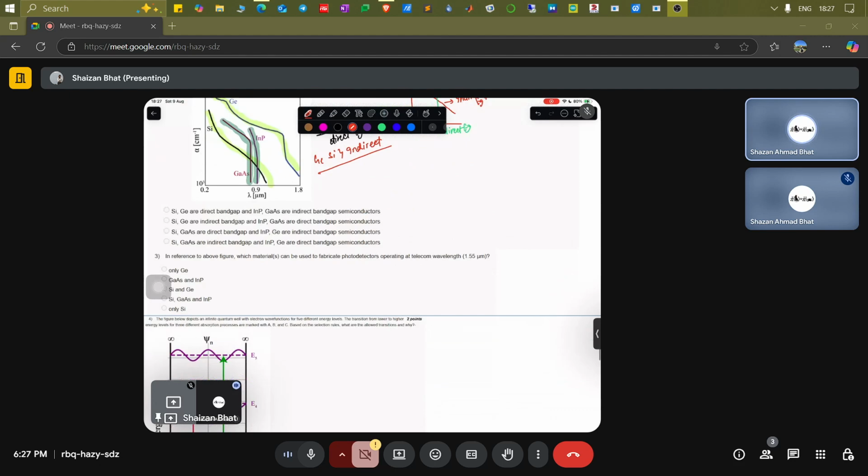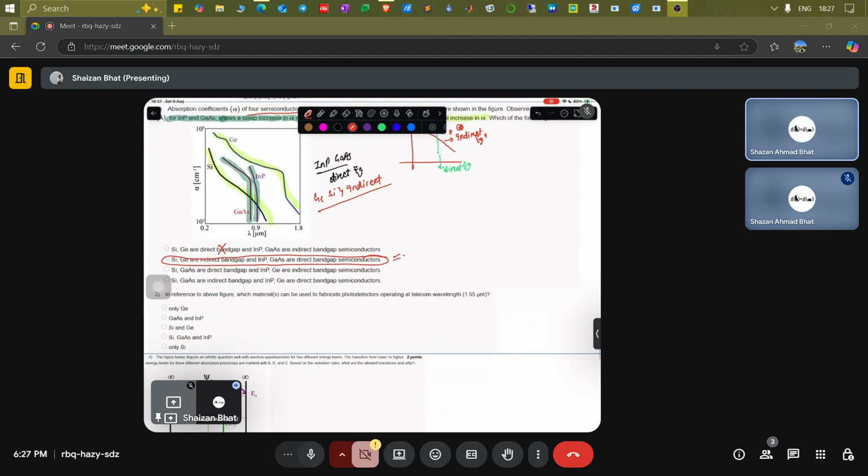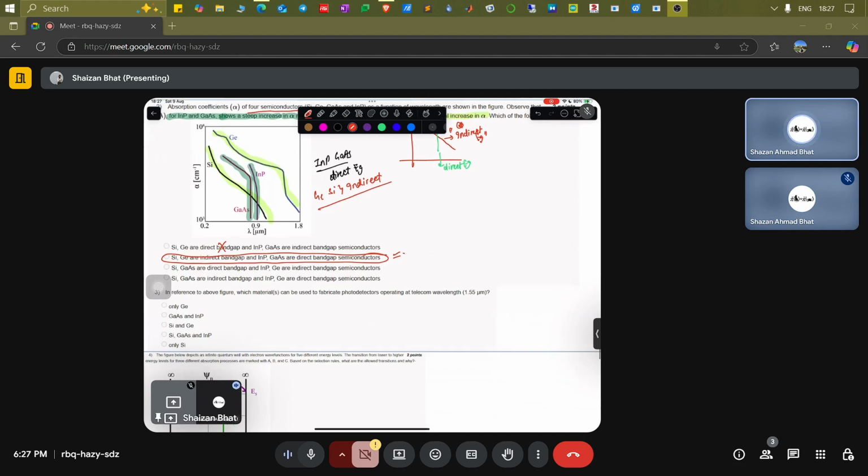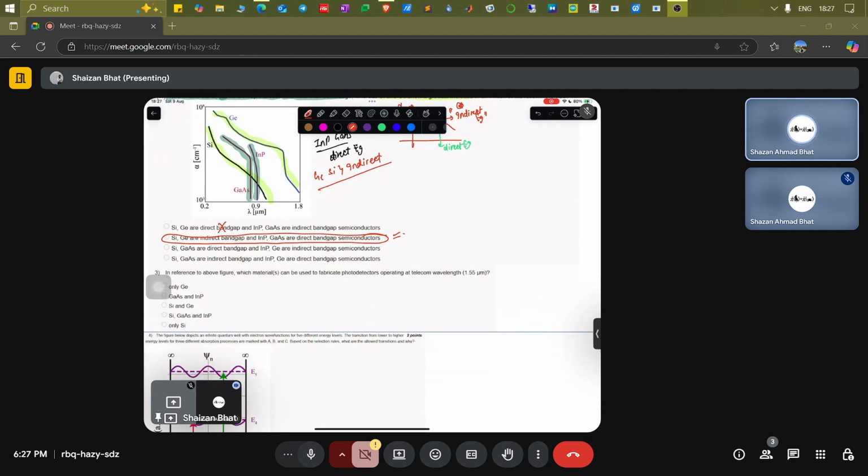So we have to see which of the options is correct. Silicon and germanium are direct, that's wrong. These are indirect and this is direct. So this is the exact answer to this question. And direct and indirect band gap I have discussed a lot in the previous slides.